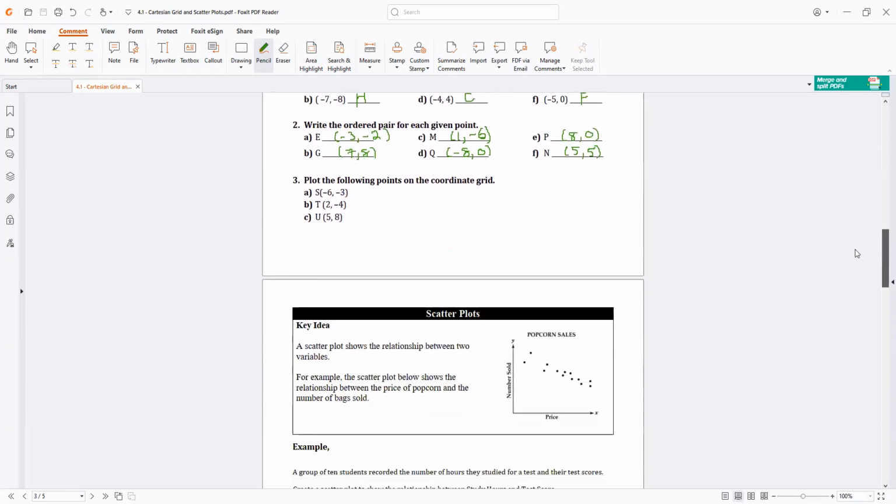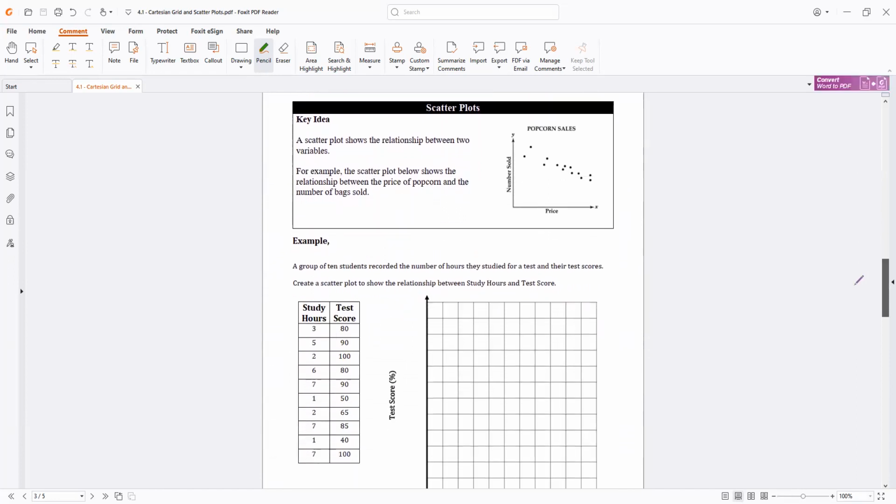Here we go. The next page is scatter plots. Why am I talking about scatter plots? Particularly in science, if you are doing science right now, you probably had an opportunity to go through the scientific method using graphs and understanding what it means to have an independent and dependent variable. We're going to talk about the most common type of graph you will have using a Cartesian coordinate, and that is a scatter plot in science.